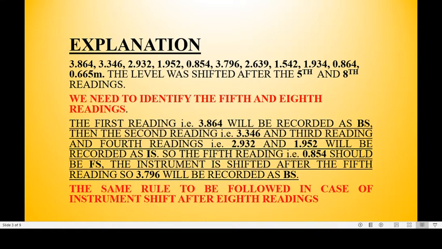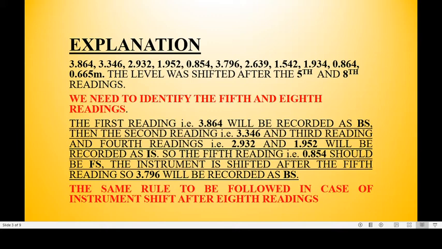Now the fifth reading is 0.854. So this becomes the last reading before the instrument is shifted. So 0.854 will be the FS. Now the instrument is shifted after the fifth reading, that is 0.854. We get the first change point. So the sixth reading, that is 3.796, will be recorded as BS.